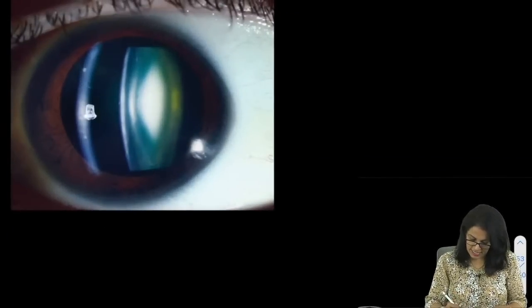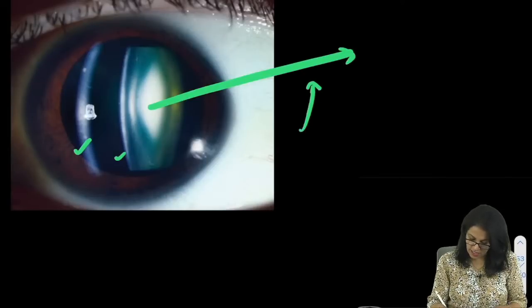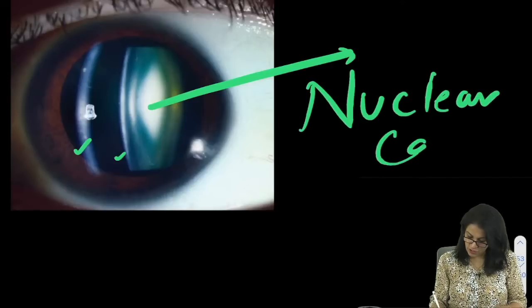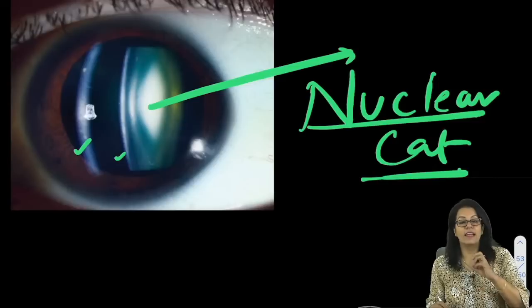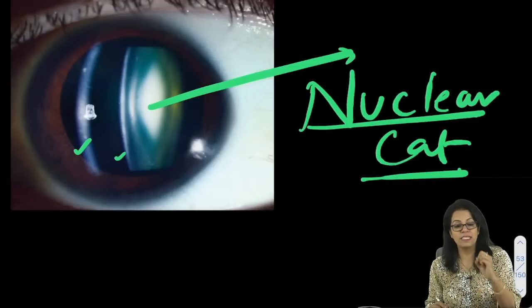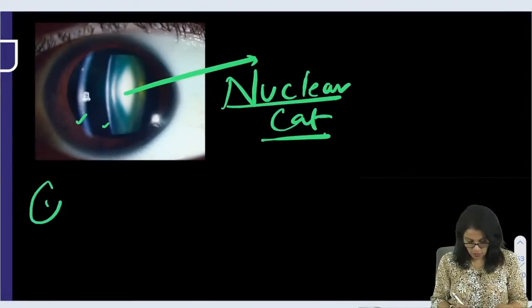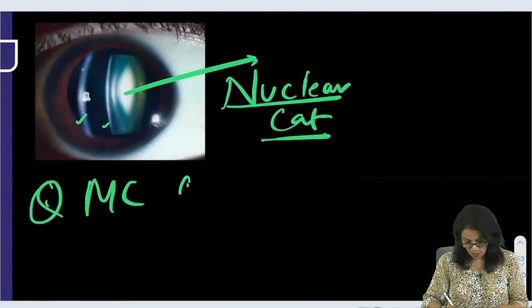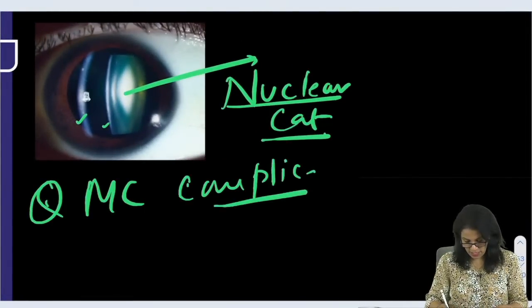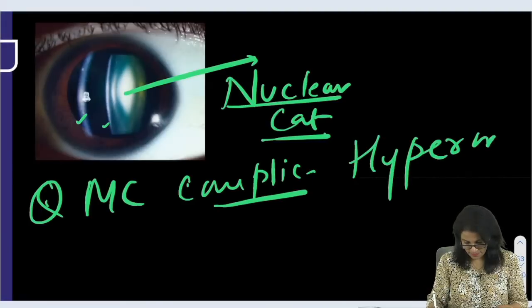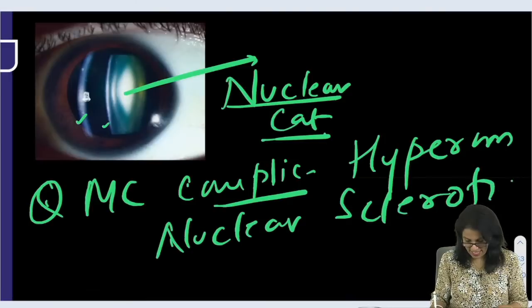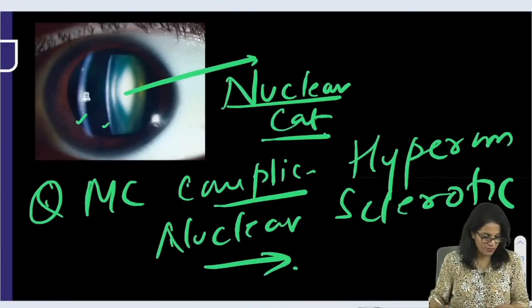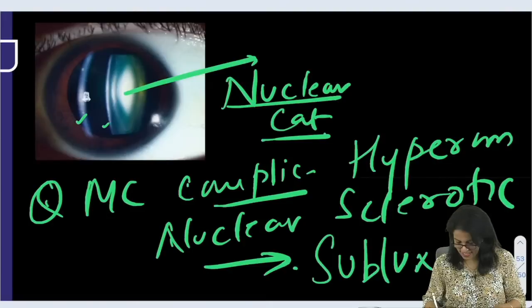What are you now looking at? See, this is the corneal slit section, this is the lens section. We are looking at the nuclear cataract. What are the points to remember? One we have already discussed. Second point, this will be mainly affecting the day vision, because at the daytime the pupil is constricted. Okay, what is the most common complication of hypermature nuclear sclerotic cataract? Nuclear sclerotic, what is the most common complication? I want the answer. Very good, already given. It is subluxation of lens.